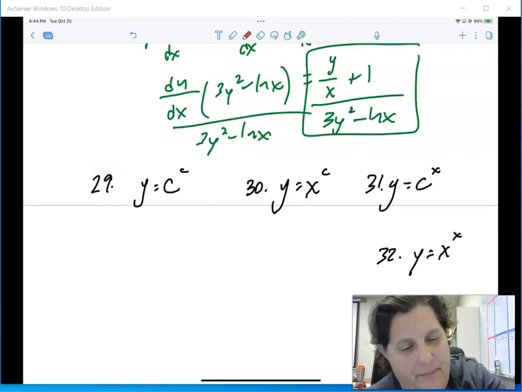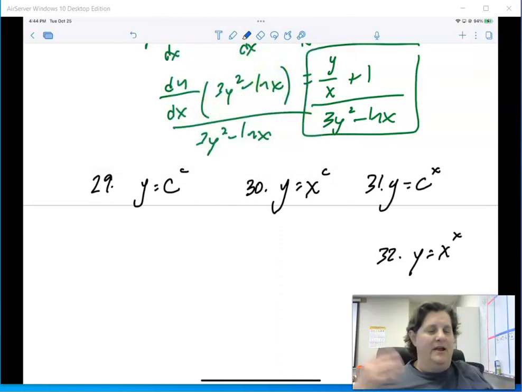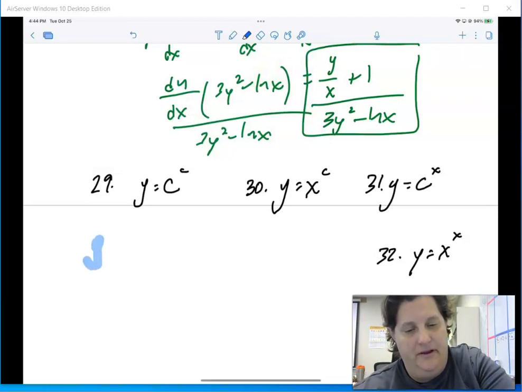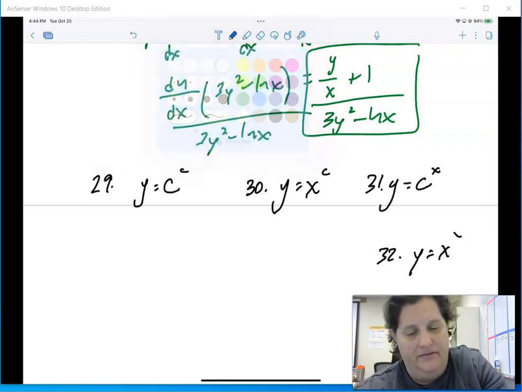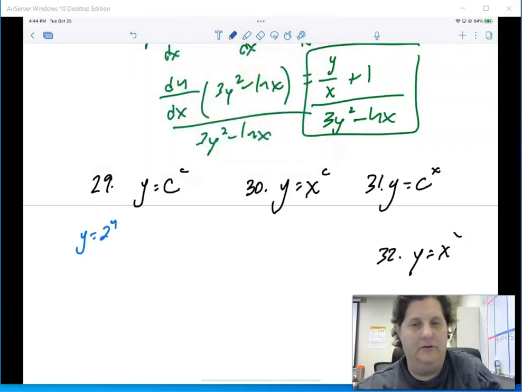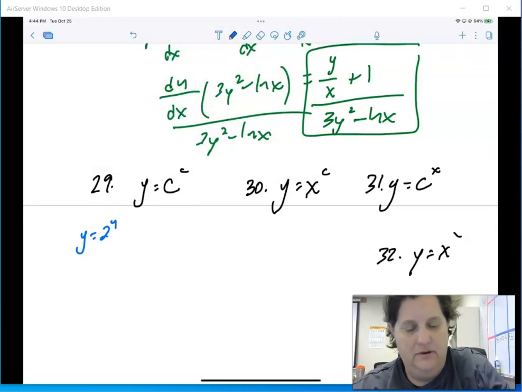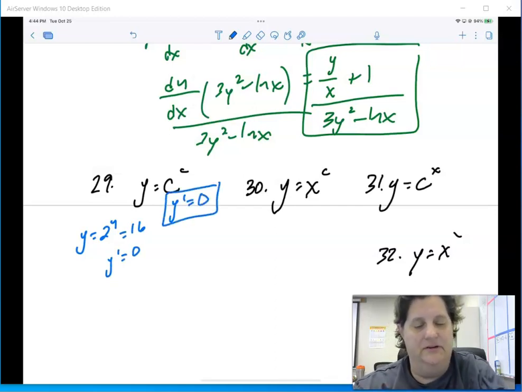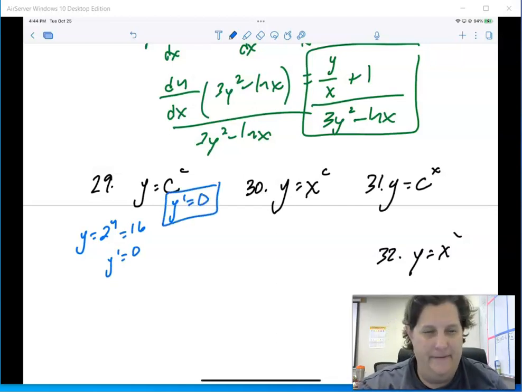Okay, you guys. So I'm going to just make up numbers here because I think it'll help you make more sense. What's the derivative of, let's say it was like y equals 2 to the 4th? Well, 2 to the 4th is 16, and the derivative of that is 0. The derivative of a constant to a constant is always 0. Okay? Because it's still a constant.